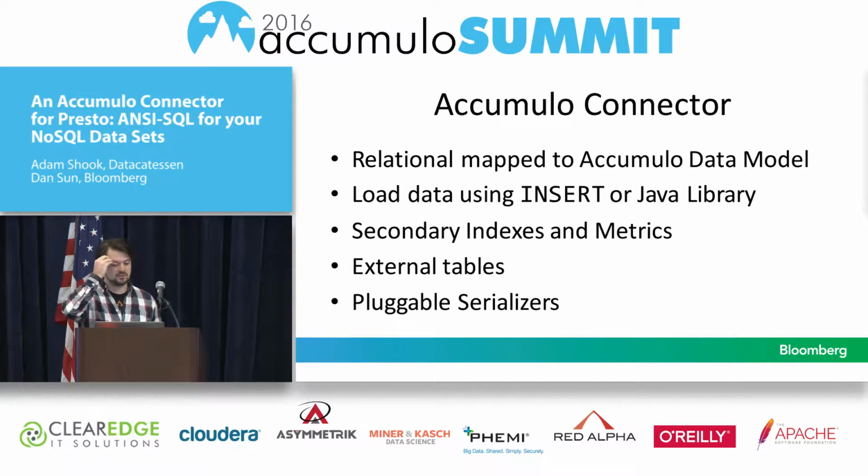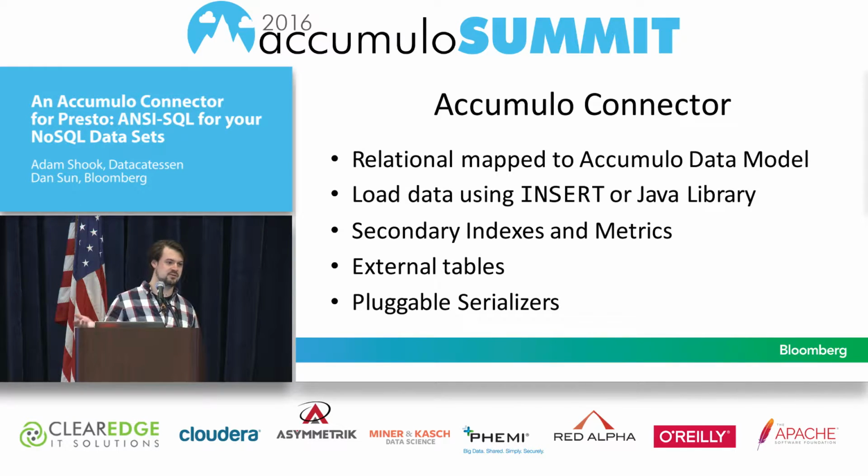So when we looked at this problem, and Dan will go into the actual use case more, by building a higher level SQL API, we can expand the use of people using Accumulo and how they interact with it at Bloomberg. So when we looked at this, we had to map this relational data model to Accumulo's data model. We have to figure out how we're going to load data.